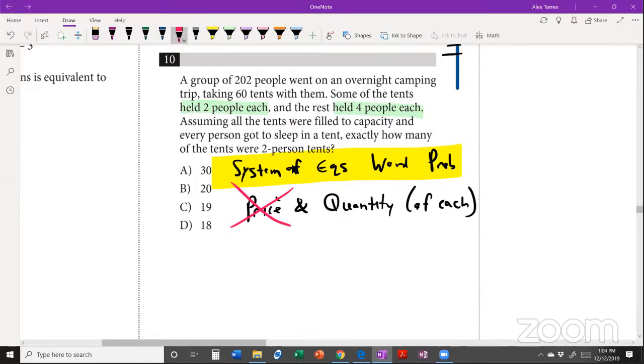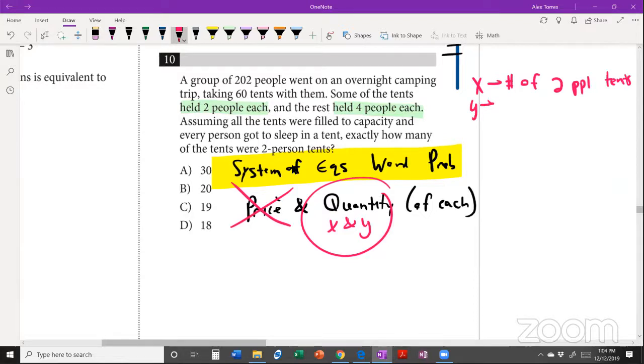And so we need X and Y to be the quantity of each. So X can be the number of 2-person tents, and Y is the number of 4-person tents. So if X and Y are the number of each kind of tent, then 60 is the whole number of tents. So that's X plus Y is 60. The number of each kind of tent all added together to give you the total number of tents.